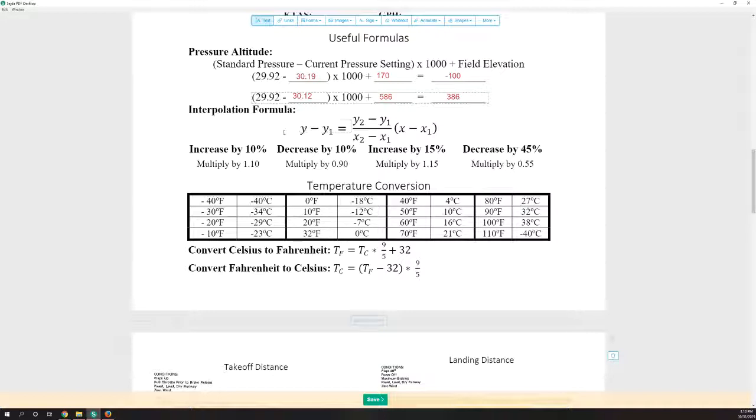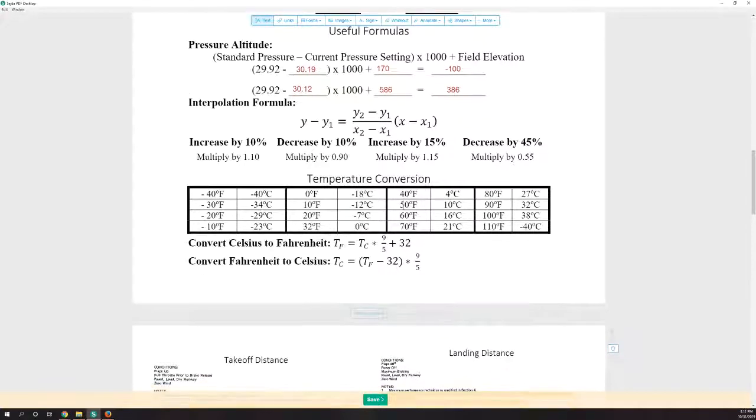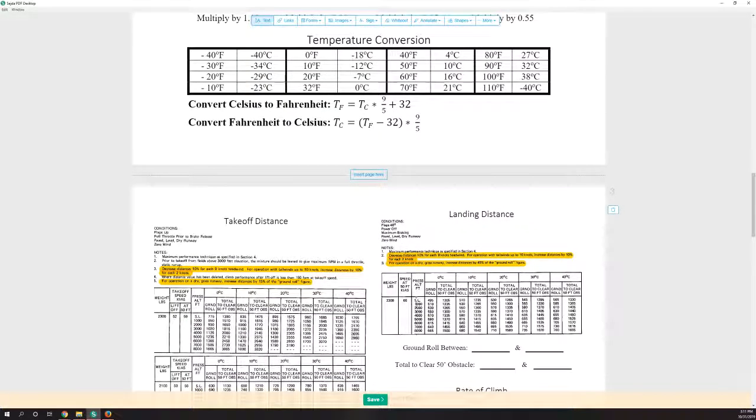The formula for it is going to be y minus y1 equals y2 minus y1 divided by x2 minus x1, and then multiplied by x minus x1. We're going to solve for y, and we know what x is. X is going to be our pressure altitude at 386. And so our x's are going to be our altitudes. Our y's are going to be our ground roll figure, and then if we did the formula again, it would be our total distance to clear the obstacle.